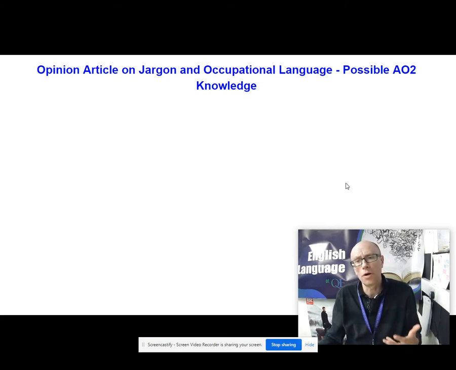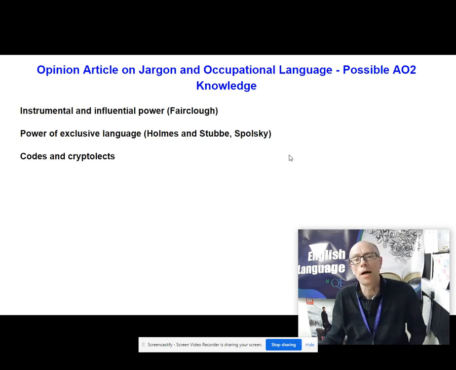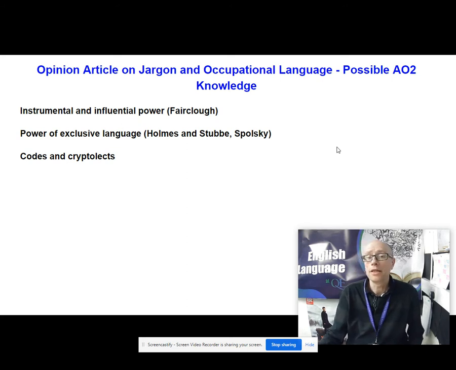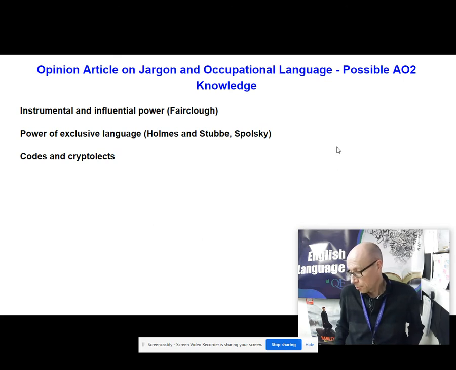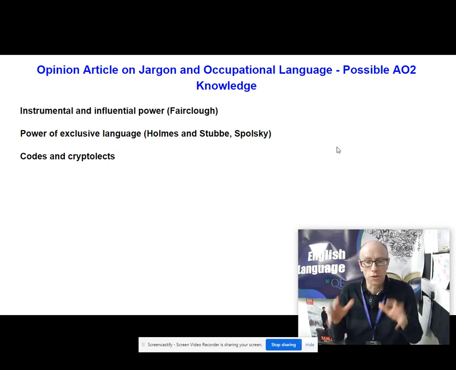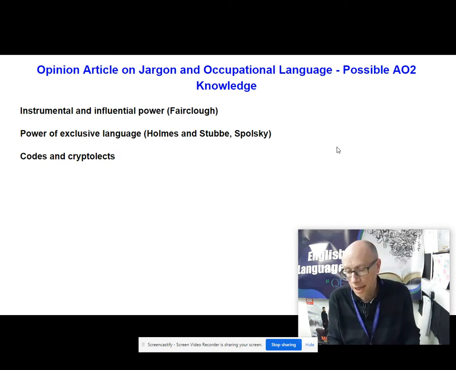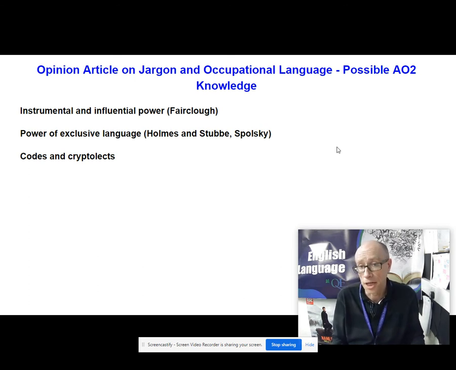Okay, so what AO2 knowledge are you going to put in this article? Here are some suggestions. You might want to discuss Fairclough's differentiation between instrumental and influential power, because one of the complaints against jargon is that it's people who are trying to exert instrumental power over people in an unfair way by using language that nobody can understand. So that might be useful.